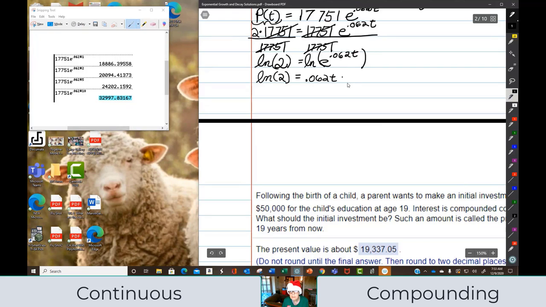0.062t times the ln of e. I'll put the e in parentheses. Now, the ln of e is a magic number because it equals 1. Put it in your calculator if you don't believe me. The ln of e is 1. We have talked about that before. So over here on the right side, we're going to have 0.062t times 1, which is 0.062t. And that equals the ln of 2.